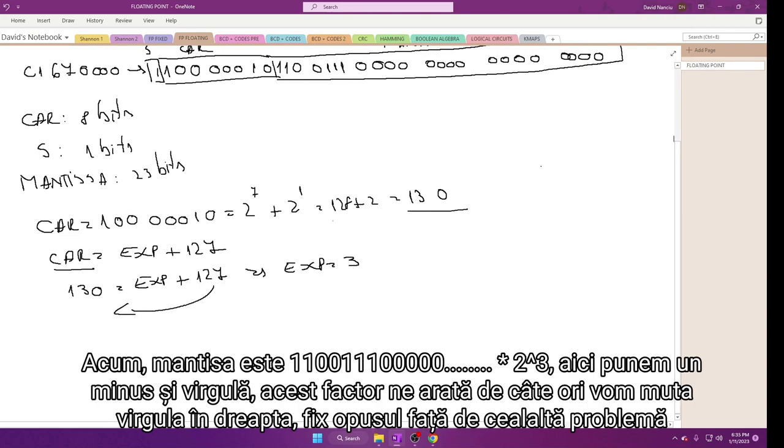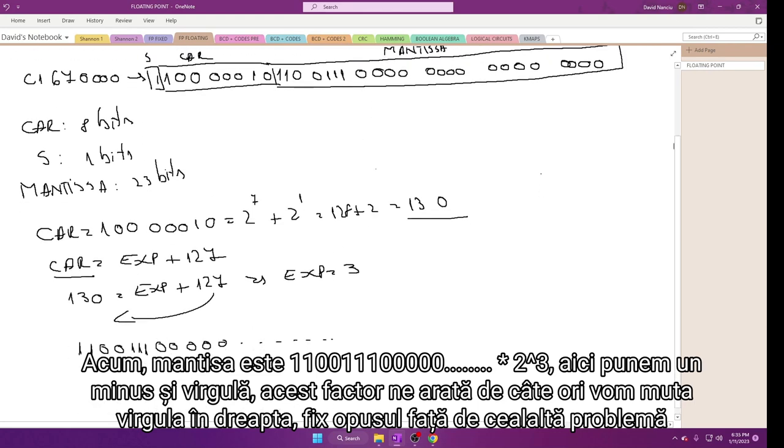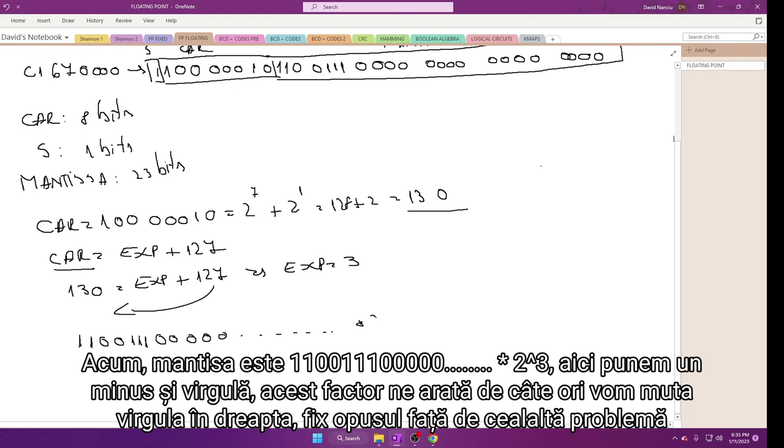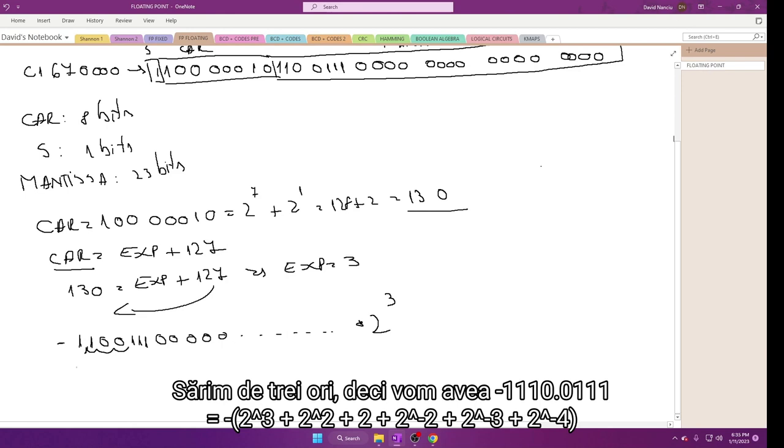Now the mantissa is 1 1 0 0 1 1 1 0 0 0 0 0, and all zeros until it hits 23 bits long, multiplied by 2 to the power of 3. Here it's a minus 1 point. This multiplier basically shows us how many jumps to go to the right, so basically the opposite of the previous exercise, when we moved left, now we move right. So we have 1, 2, 3 jumps. All right, so it's minus 1 1 1 0 0.01 1 1 1, and the rest of them are zeros.